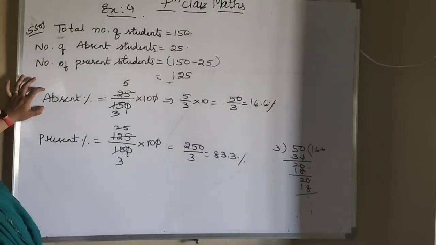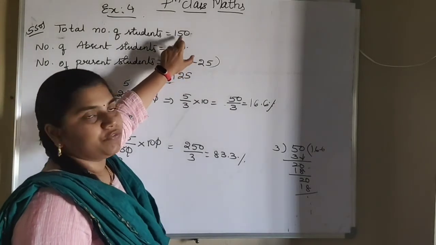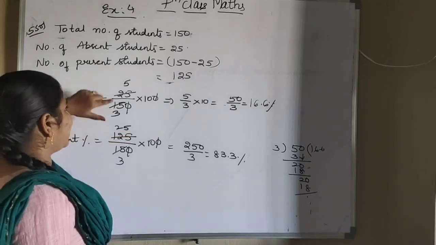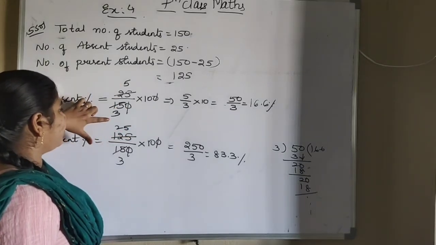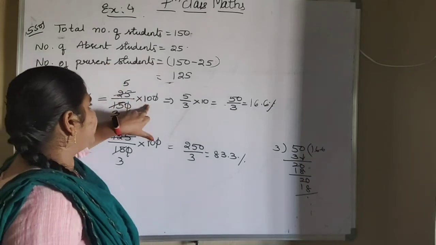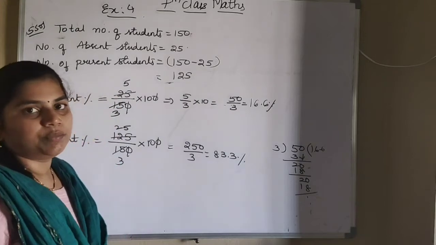So absent percentage. How many are absent? 25 out of 150 students into 100. So 0, 0 will get cancelled. 5 5s are 25. 5 3s are 15. In 5 table I have cancelled here. 5 into 10 is 50 by 3. So if you divide this you will get 16.6.